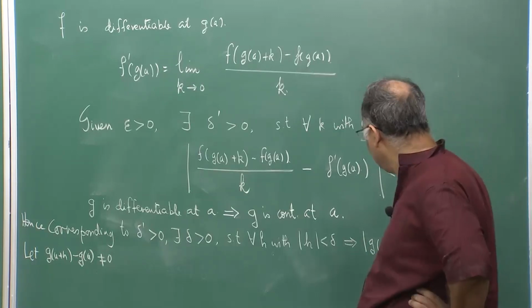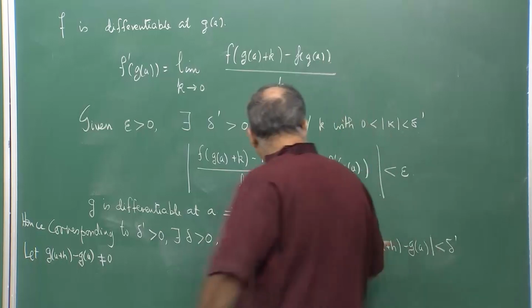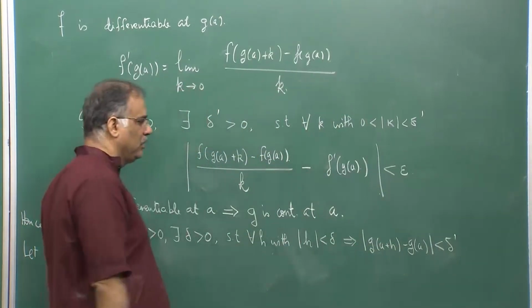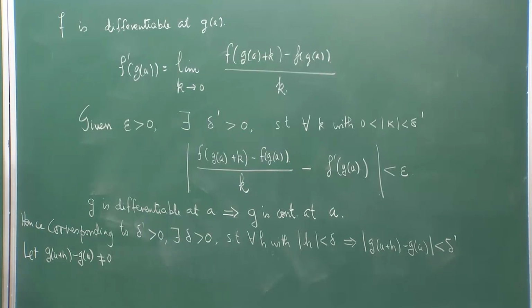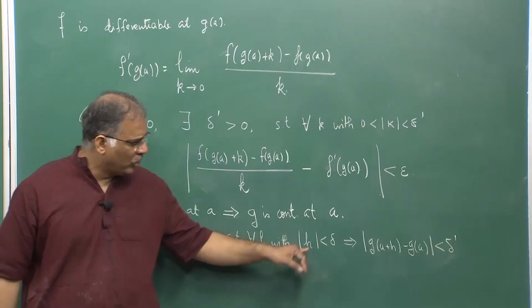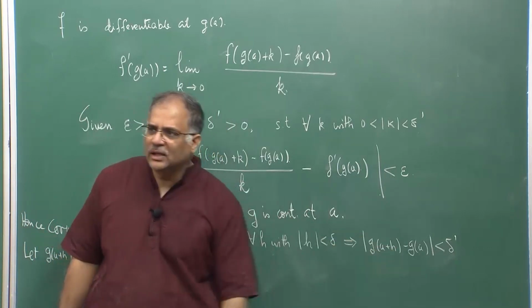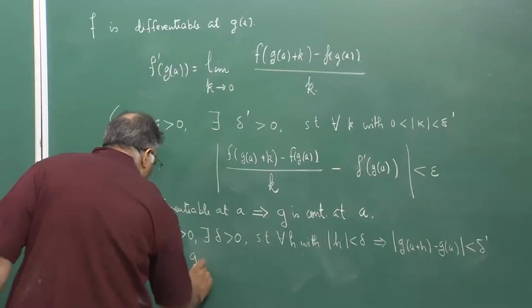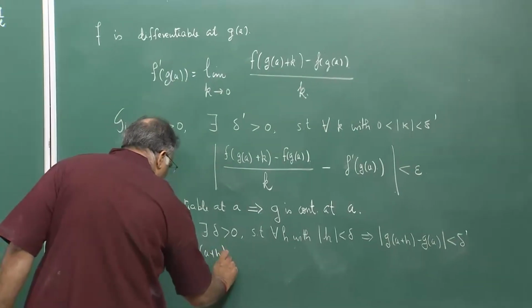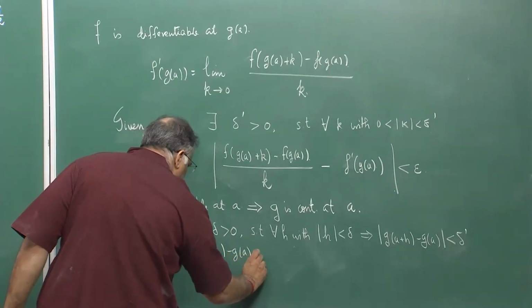So here I am using the continuity, because it has to be defined at a. Here h can be 0, because it has to be defined at a. Now suppose this is not equal to 0, but I have shown that for all mod h less than delta, this is less than delta dash. Now set g of a plus h minus g of a to be k.